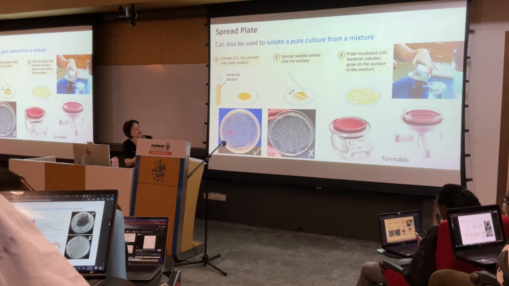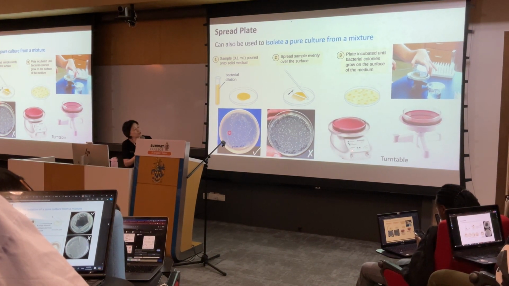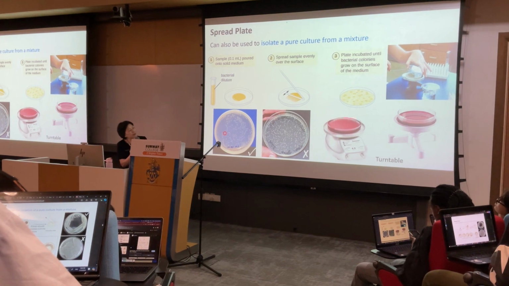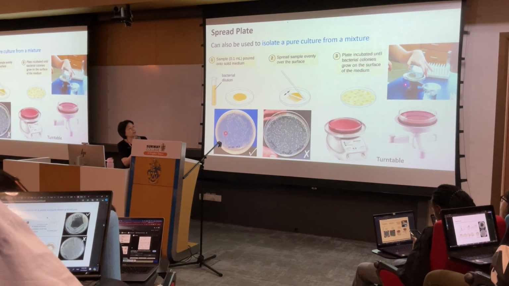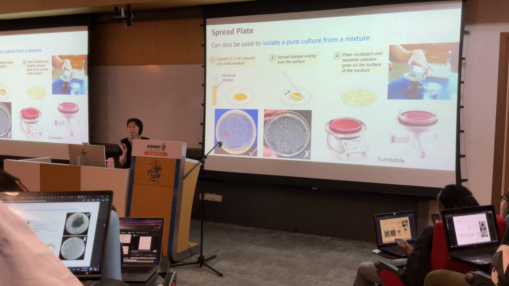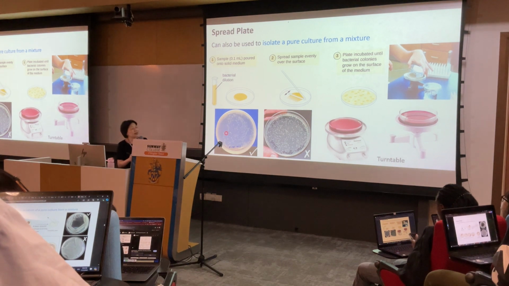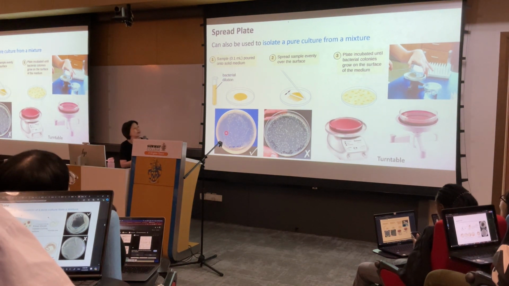This one is even better. This is automated. You just one touch, and it can turn by itself, right? But when you are doing it in your lab, I think you're going to turn it with your hand manually. Okay, make sure that you spread it well. And at the end, you will get something like that.